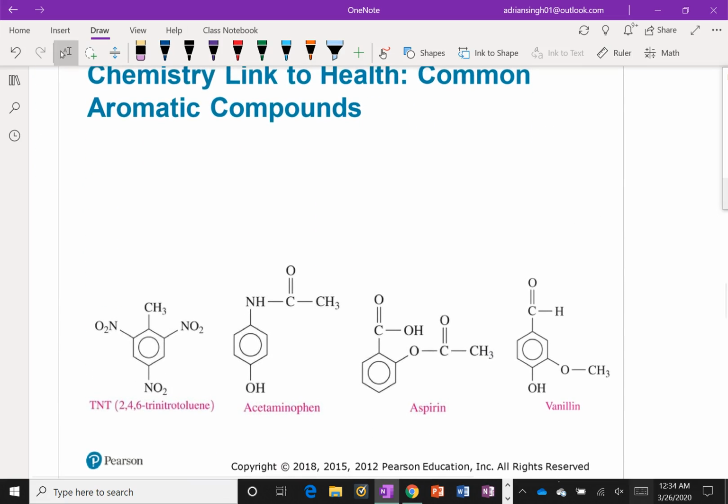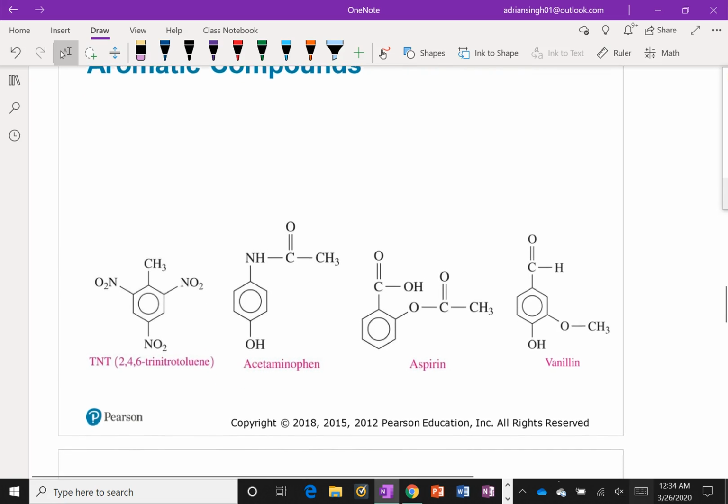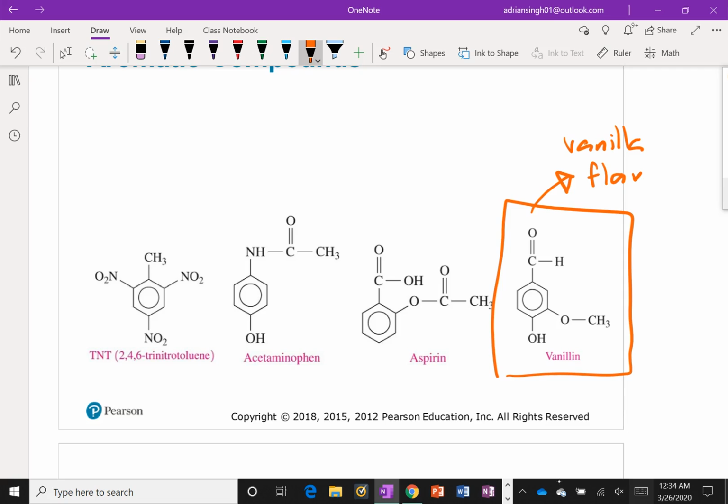Okay, so benzene and benzene derivatives and aromatic compounds are actually quite common. So for instance, if you do a lot of baking or you make stuff in the kitchen and you use vanilla flavoring, the compound or the molecule that's responsible for the flavoring of vanilla is called vanillin. Right, and there's your aromatic, there's your benzene ring right here in the middle.